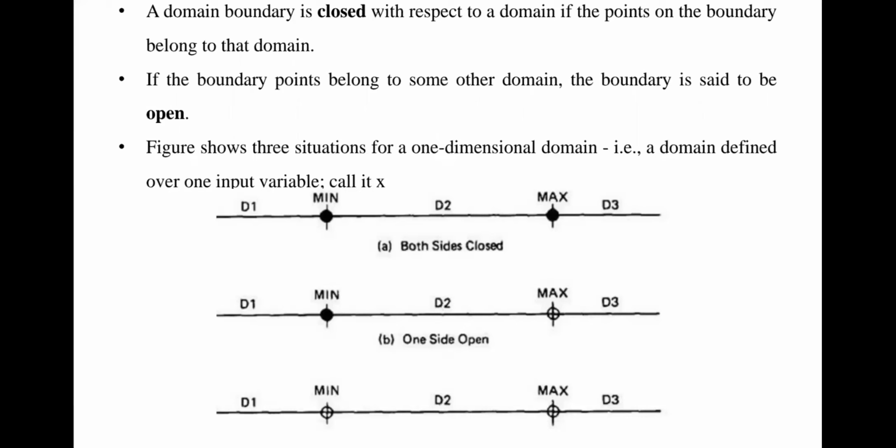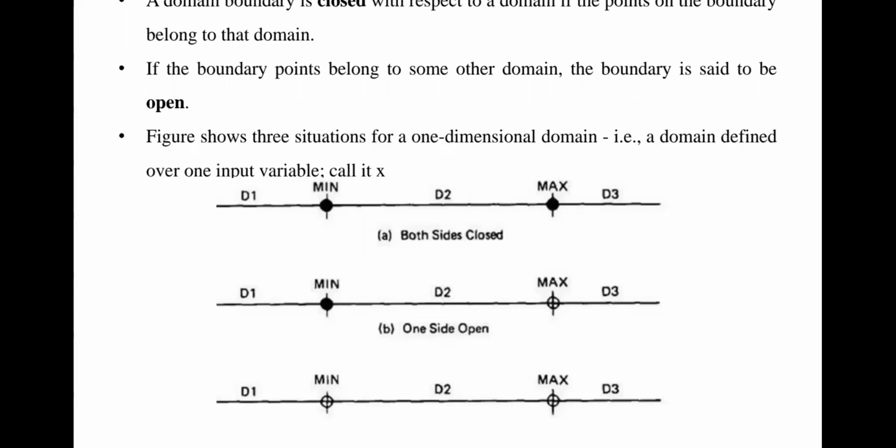That means the computation or prediction or classification is all done on a single variable. That is called one dimensional. For example, if D2 is taking X and Y, then it is called a two dimensional variable. Here we are doing a one-dimensional domain, that is, a domain defined over one input variable called x. That is called one-dimensional representation.